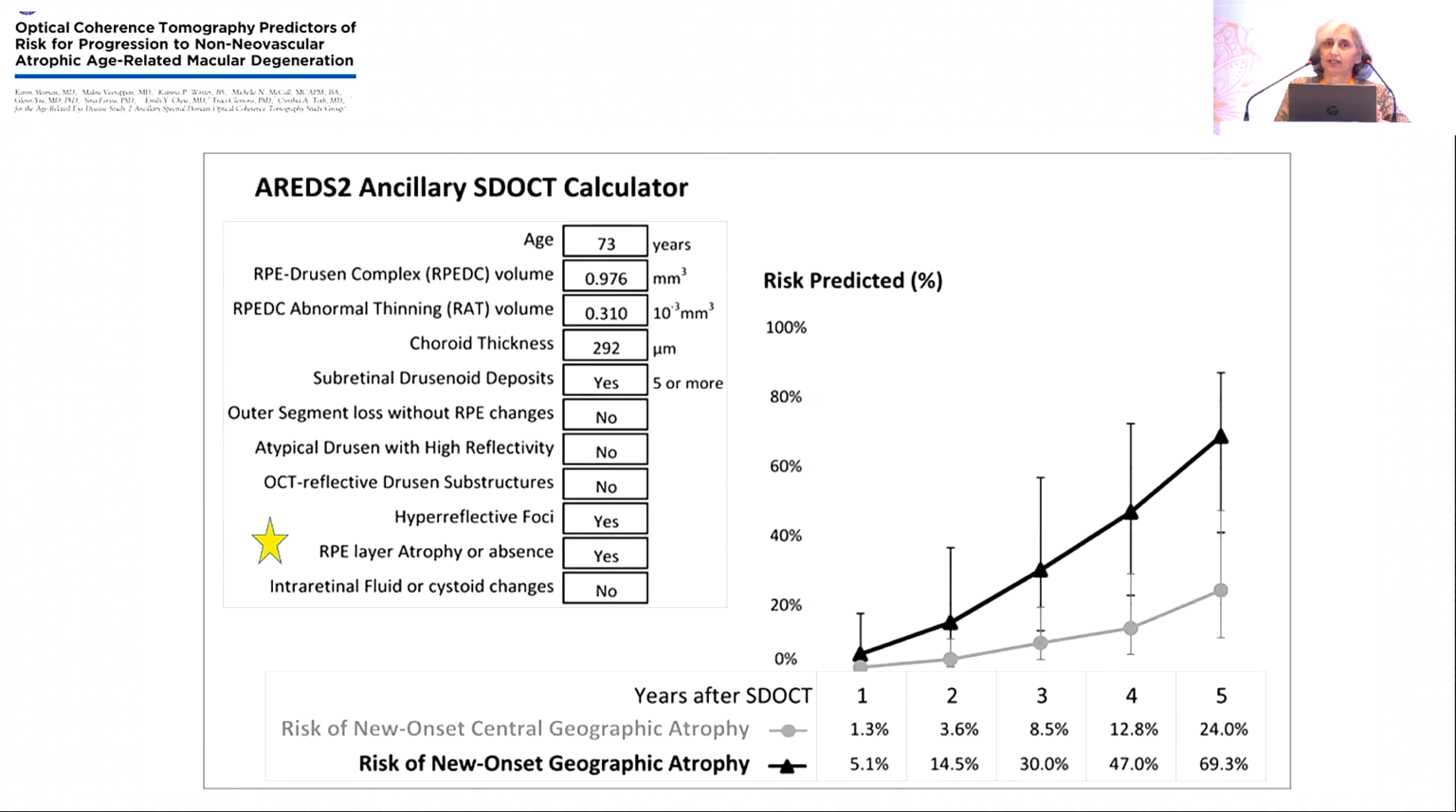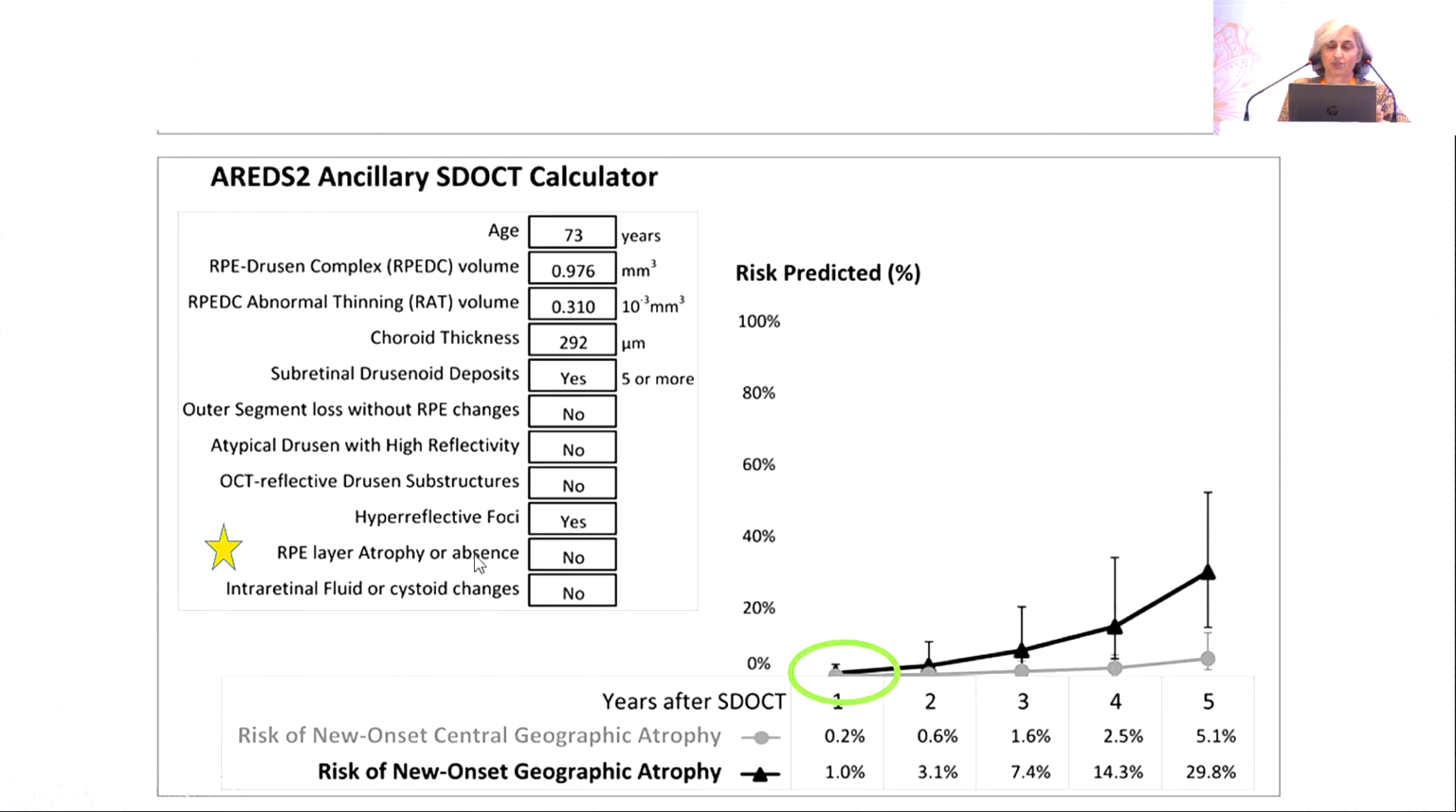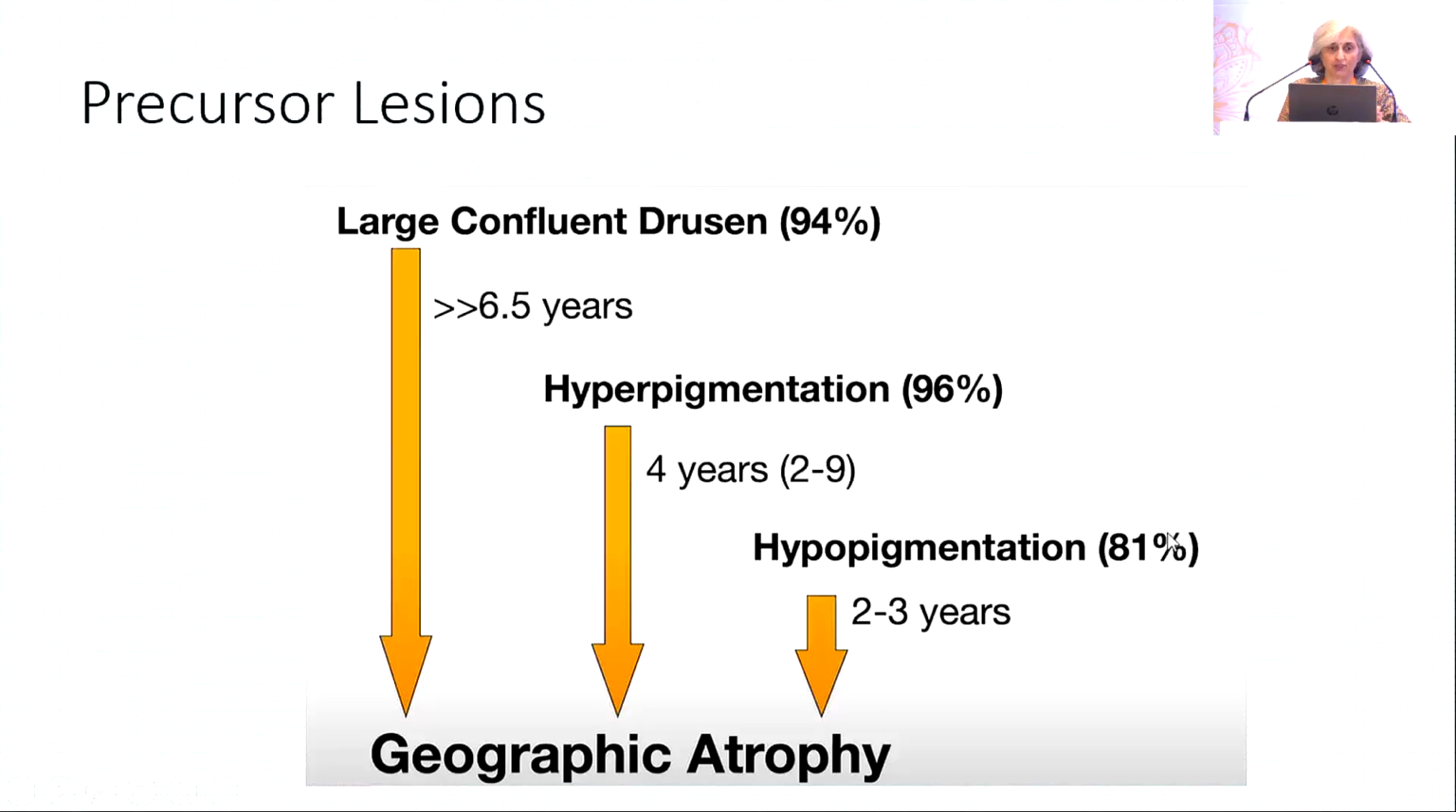And then part of the AREDS2 study was also to look at OCT risk factors of GA progression. What was significant is the presence of RPE atrophy showed a very high incidence of progression of geographic atrophy, whereas with absence of RPE atrophy at baseline, the incidence of progression was much lower.